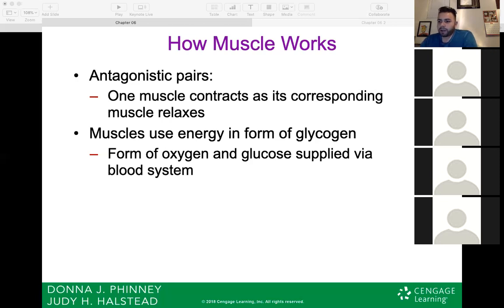Energy in the form of oxygen and glucose, stored as glycogen, is what is necessary for muscles to work. When not enough oxygen is supplied to break down the glycogen properly, a buildup of lactic acid occurs, which can cause soreness and irritability to the muscles.